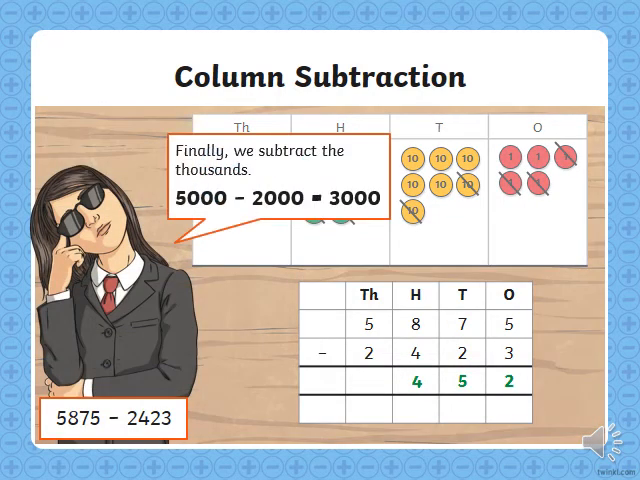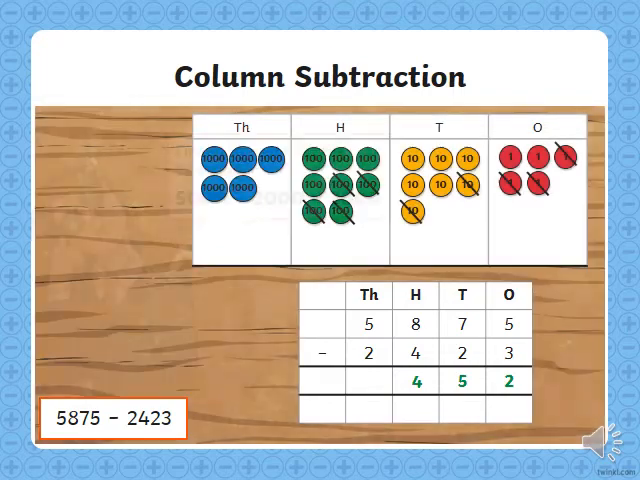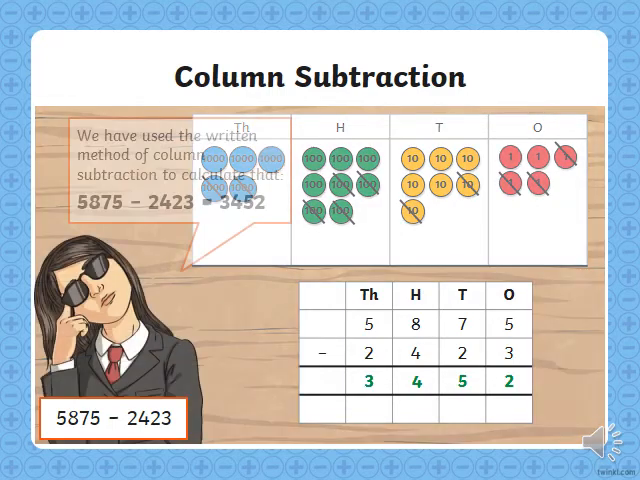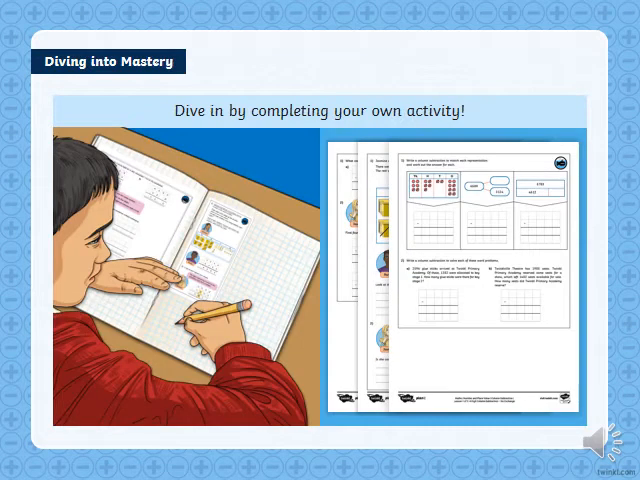Now we move over to our thousands. We've got 5,000 take away 2,000. We should have 3 left over, so the answer is 3,452.